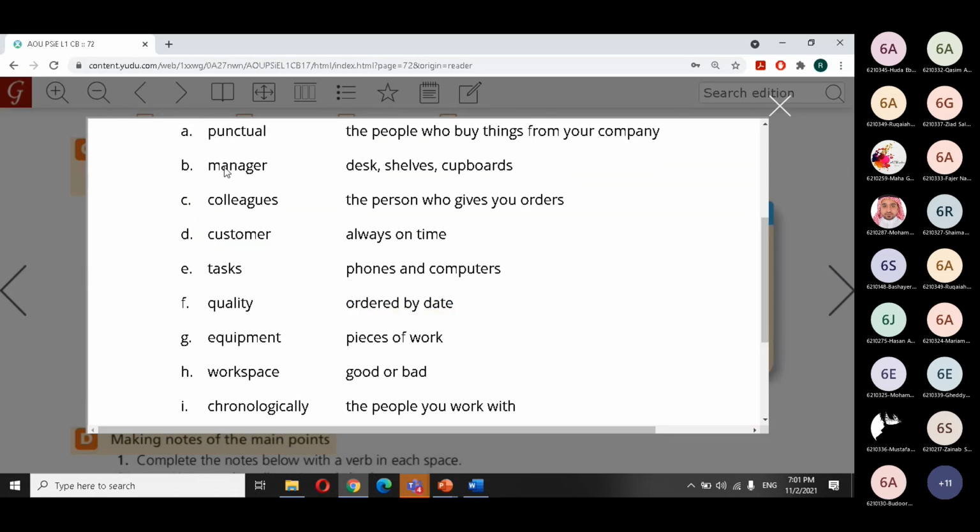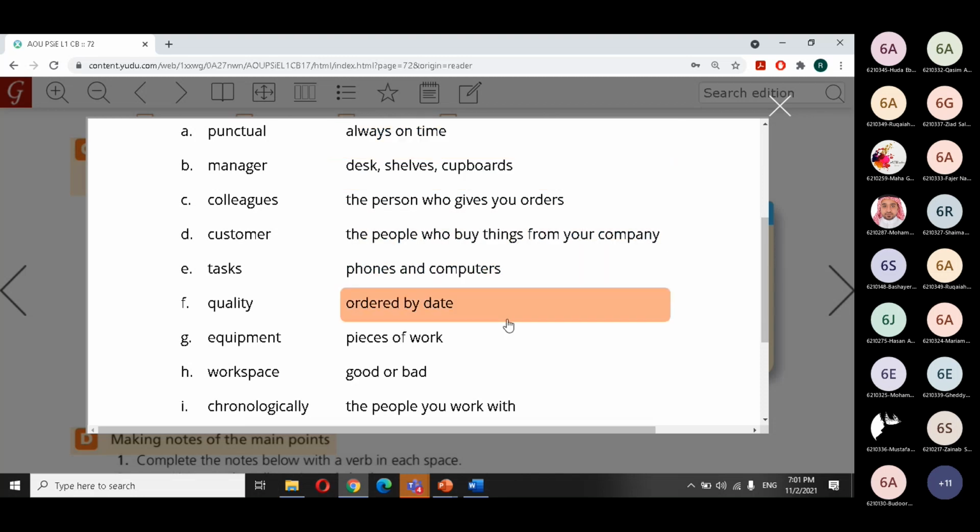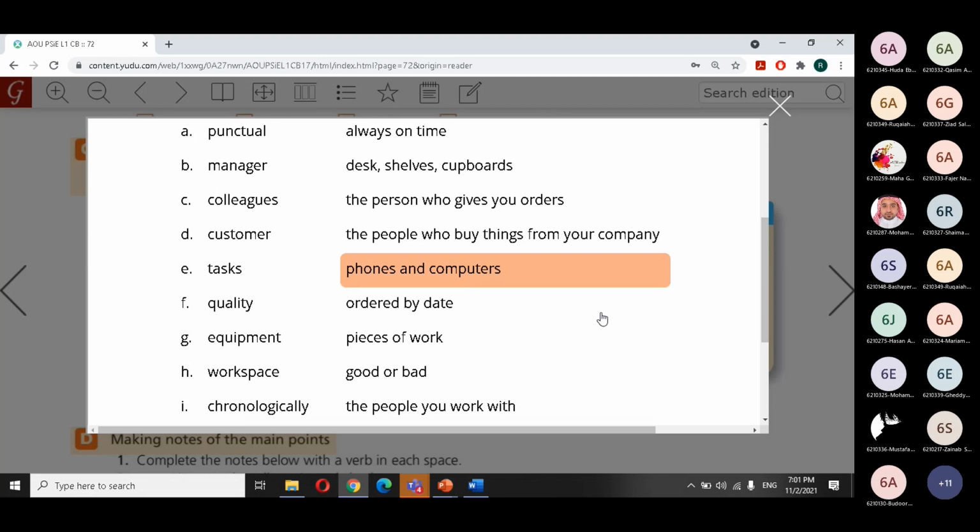Okay, now, punctual. What should I take from this column? What is the meaning of punctual here? Always on time. So this is the meaning of punctual. Okay. Manager. What did he say about the manager? How did he define it? Respect your manager. The person who gives you orders. Yes, the person who gives you orders or gives you tasks or gives you work.